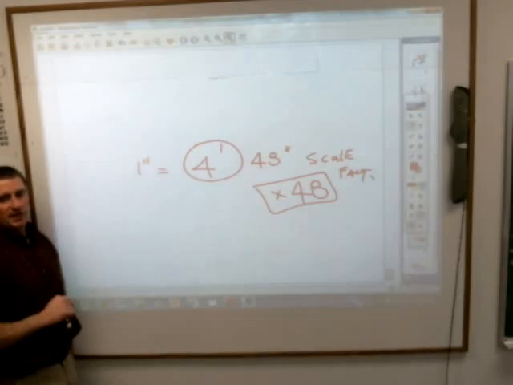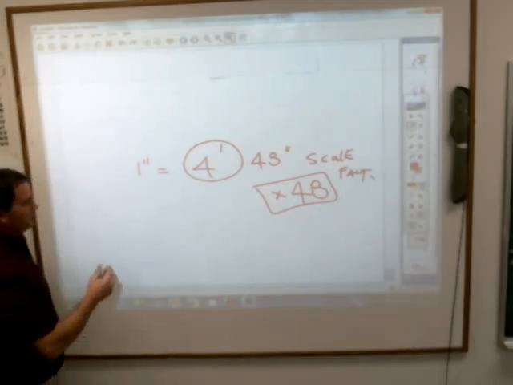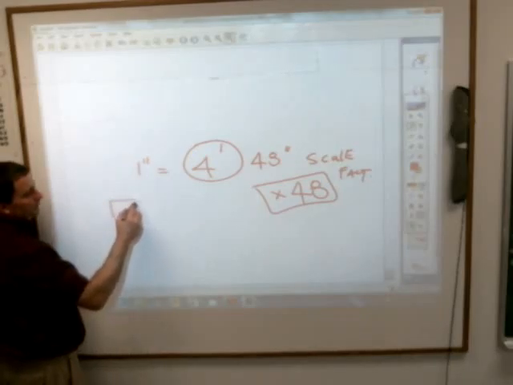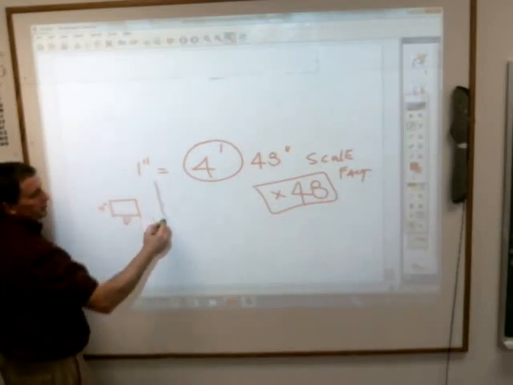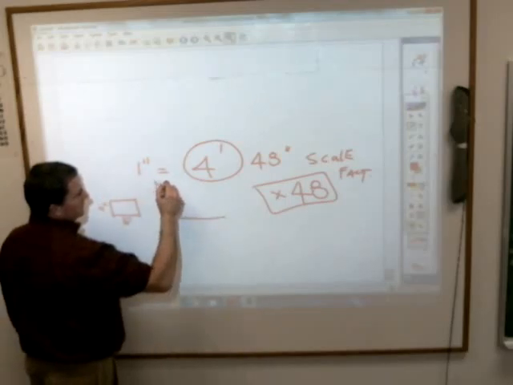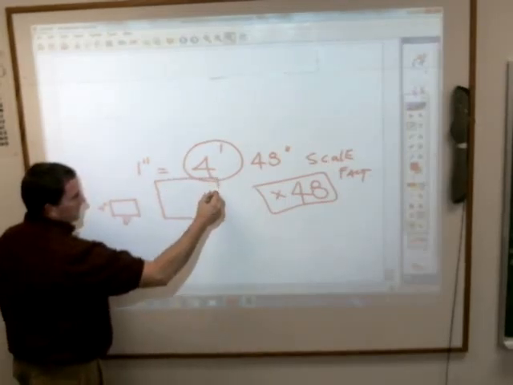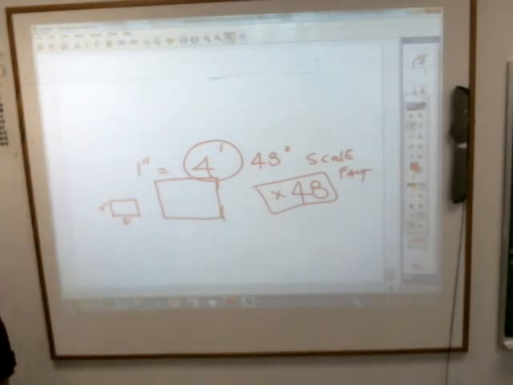If this is a problem you were assigned tomorrow, what do you suppose you're going to do? First thing, Nate, you're going to sketch it out. Thank you very much. We've got a 4-inch by 5-inch room that we want to know how big the real-life thing is. Now a couple different things that you can do with this.